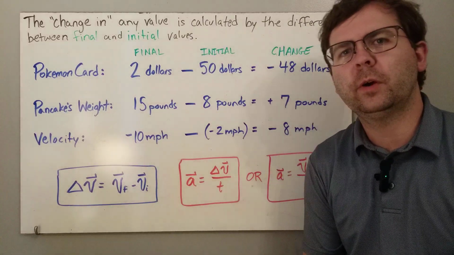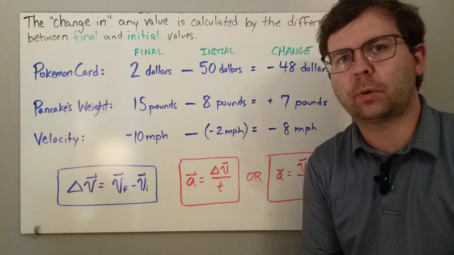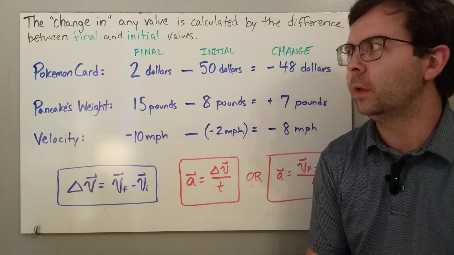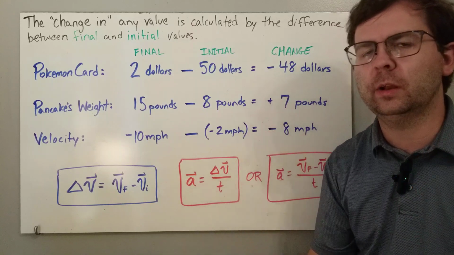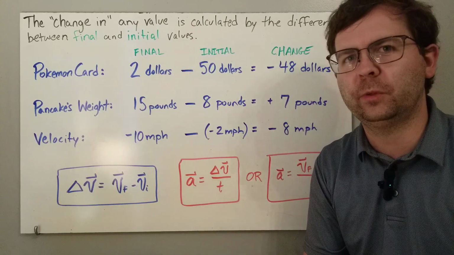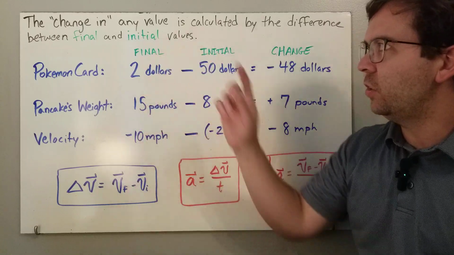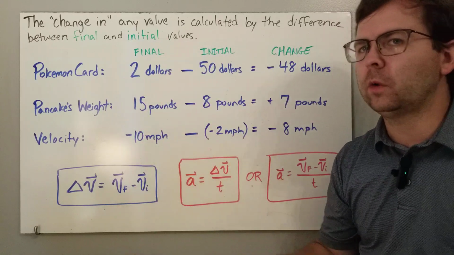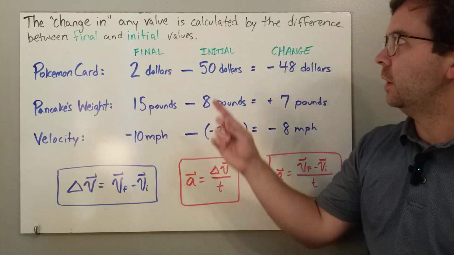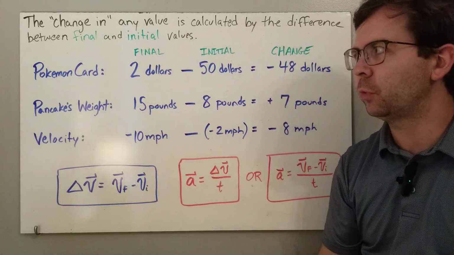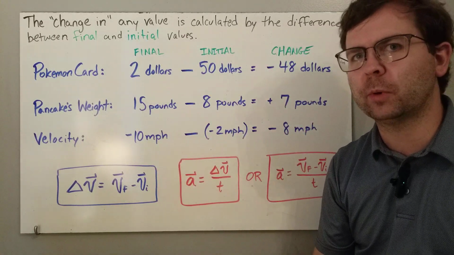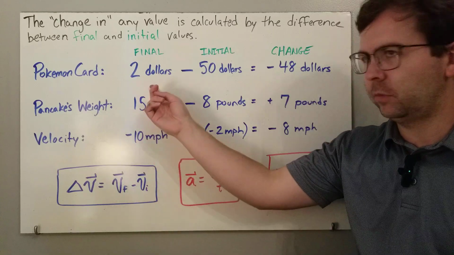Hi, this video is about solving example problems with acceleration. Let's start with a discussion about this idea of the change in, which we see represented with the delta symbol. The change in any value, regardless of if it's physics or not, is calculated by the difference between the final and the initial values.